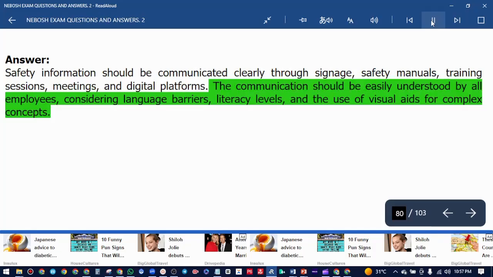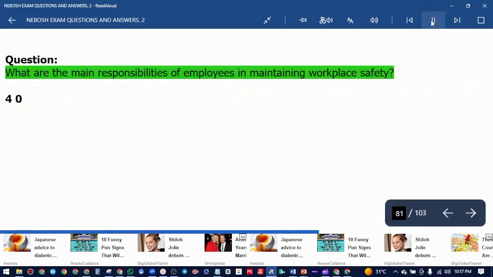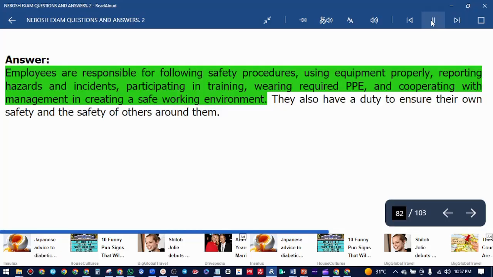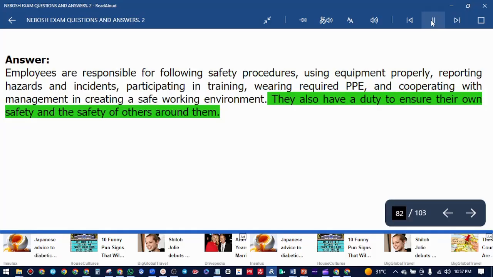for complex concepts. Question. What are the main responsibilities of employees in maintaining workplace safety? 40. Answer. Employees are responsible for following safety procedures, using equipment properly, reporting hazards and incidents, participating in training, wearing required PPE, and cooperating with management in creating a safe working environment. They also have a duty to ensure their own safety and the safety of others around them.